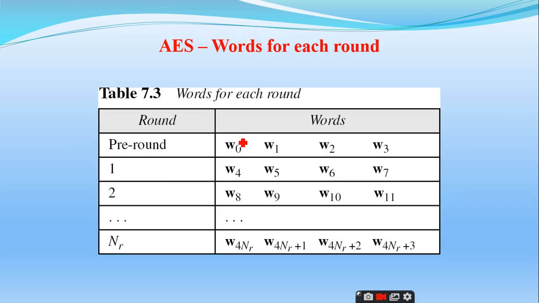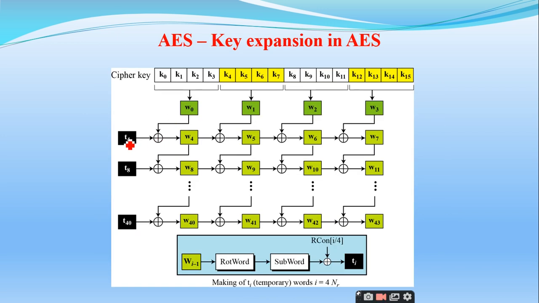As I told, the pre-round makes use of the original cipher key, that is W0, W1, W2 and W3, and round 1 makes use of W4, W5, W6 and W7. Like that, round NR makes use of W4NR, W4NR plus 1, 4NR plus 2 and so on, right? So how are we going to generate these words? If you observe this last one, colored blue.